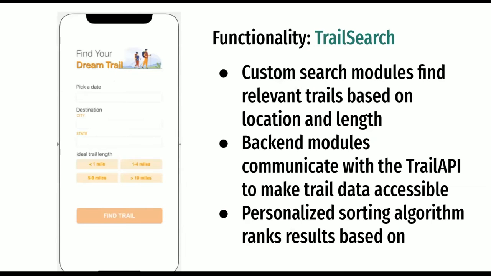This is essentially a screen for our search functionality, like our search engine. It has custom search modules to find relevant trails. We have inputs like dates, city, and state, and we also offer users four options to choose their ideal trail length. Essentially this connects to backend modules and also communicates with the trail API to find trails and make that data accessible to our app. And we also created a personalized sorting algorithm based on the user inputs.